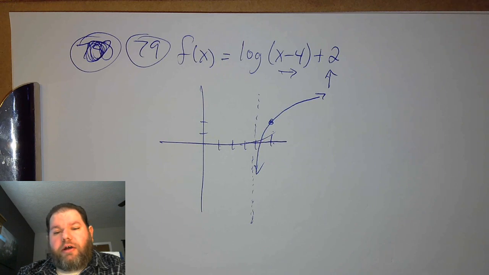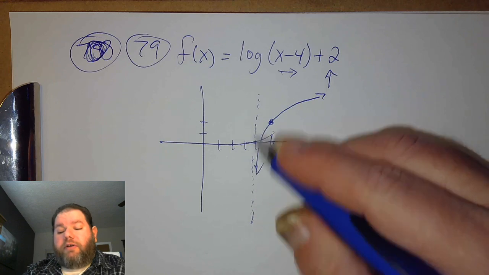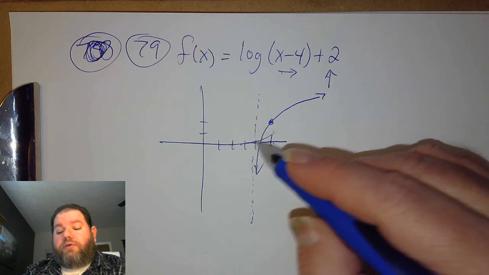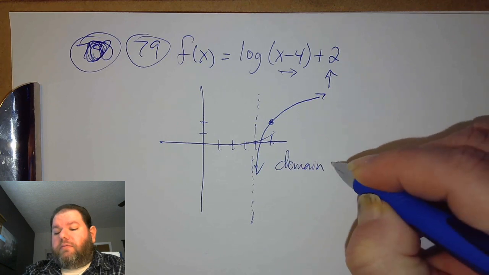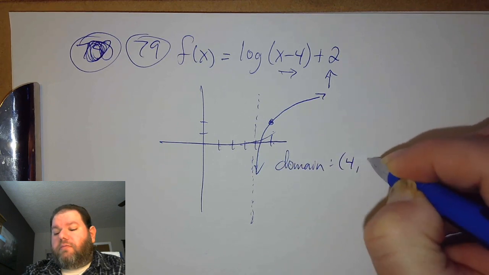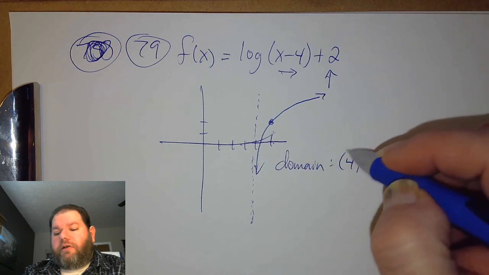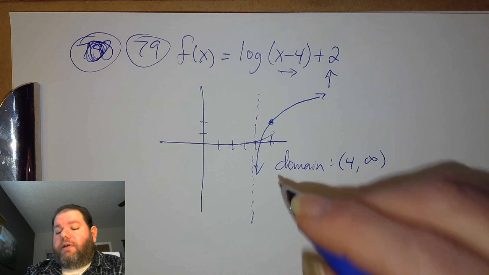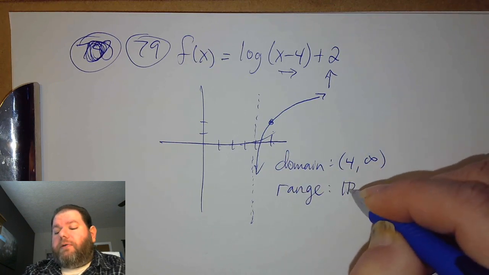So we're just shifting everything left, right, up, and down as we need to, and that includes the asymptote. So our domain is from wherever the asymptote is to infinity, so 4 to infinity. We never actually technically get to 4, so we put a parenthesis there instead of a bracket. And then the range, as always, is all real numbers.